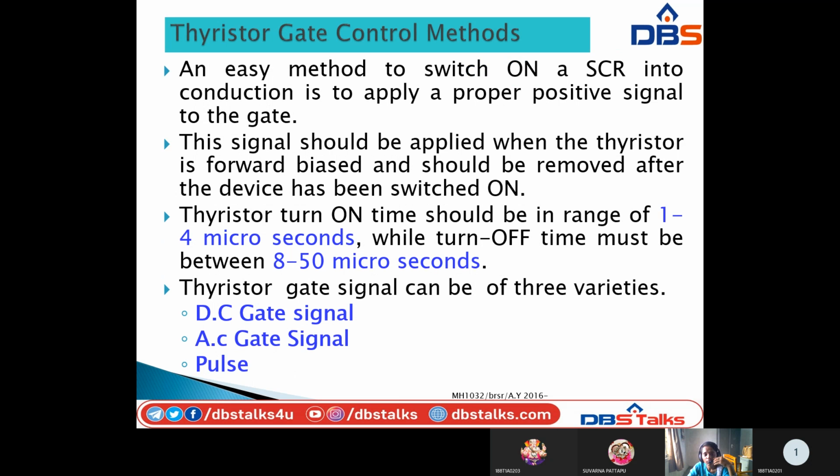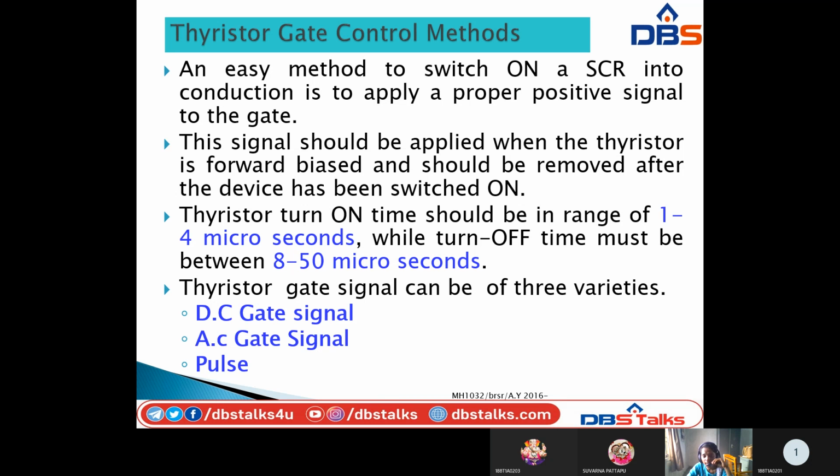Next will be the thyristor gate control method. An easy method of switching on the SCR into conduction is to apply the proper positive signal to the gate. By applying a positive signal to the gate, the SCR will be turned on. This signal should be applied when the thyristor is forward biased and should be removed after the device has been switched on. Thyristor turn on time should be in the range of 1 to 4 microseconds, while turn off time must be between 8 to 50 microseconds.